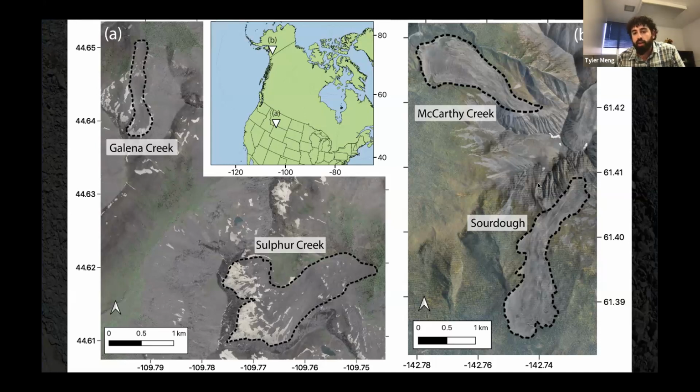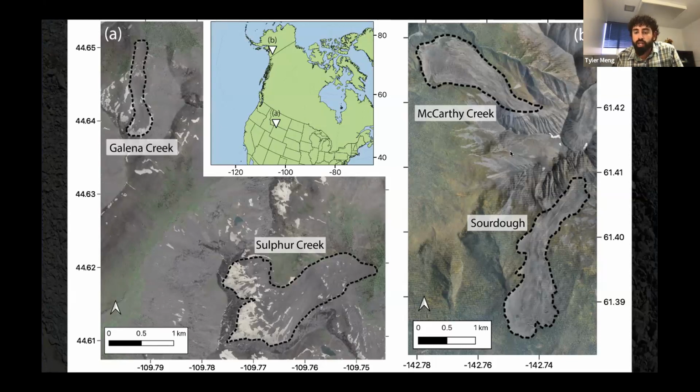And then we have a pair of rock glaciers in the Wrangell Mountains of Southeast Alaska. The southernmost one is Sourdough Rock Glacier here, flowing down the southern face of Sourdough Peak. That one is fairly accessible from the toe. You can hike up onto it. So we were able to get some GPR data there, as well as some airborne photogrammetry.